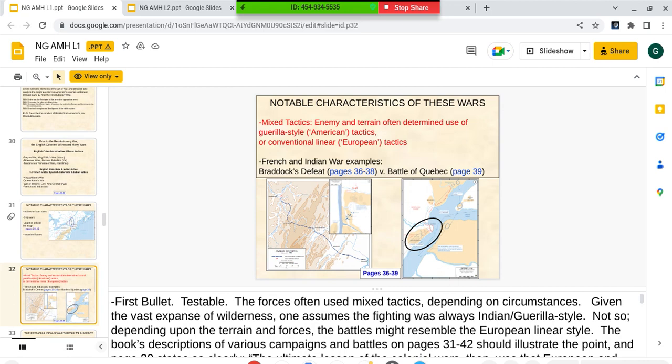So at Braddock's defeat, there were a lot of Indians involved there, so they were using guerrilla-style American tactics, whereas in the Battle of Quebec, it was against British, and so they used European tactics where they had linear tactics, and it wasn't really a guerrilla style of fighting. That's what's important to know about Braddock's defeat and the Battle of Quebec, the difference in tactics that were used.